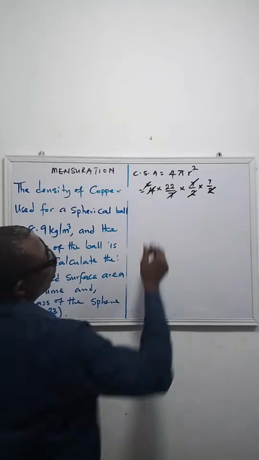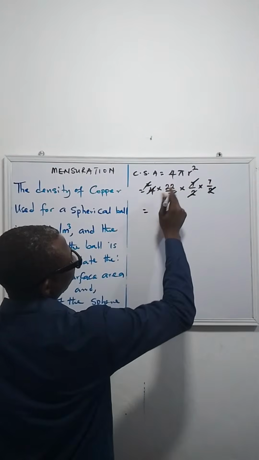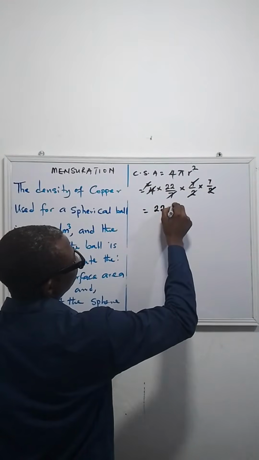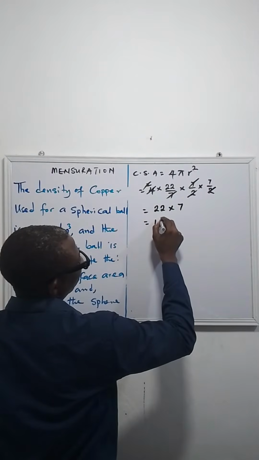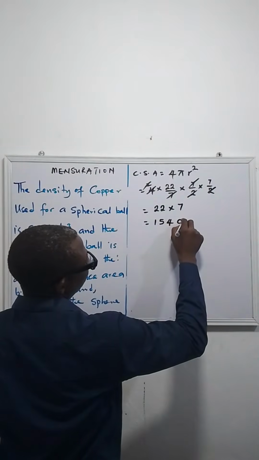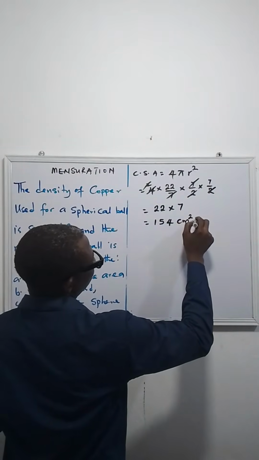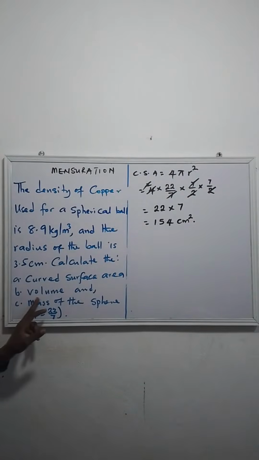So what we are left with now is 7 multiplying 22, and that gives you 154 centimeter square. So that's going to be the answer to that. I hope you all understand that. All right, so now let's move down to the next one.